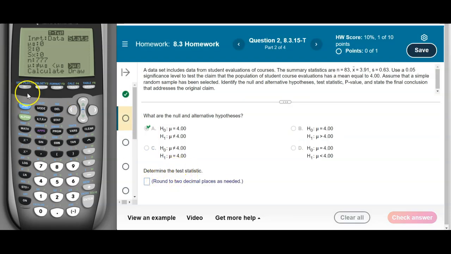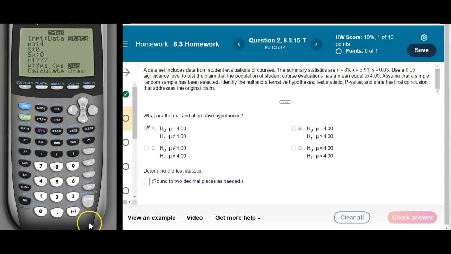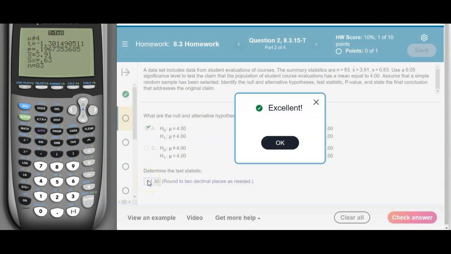All right, when it asks to determine the test statistic, that means you need to put in all your values. So 4 is our value that we're going to put in there for the mu with a little 0 beside it. That's the claimed value. My sample mean is up here, that's the 3.91. Sample deviation is that 0.63. And then the sample size was 83. I know the alternate hypothesis is not equal to, so I'm going to select that one. Then I'm going to come down here to calculate. Up top, that's going to be my test statistic. Rounded to two places is negative 1.30. I hit enter, so there's my test statistic.